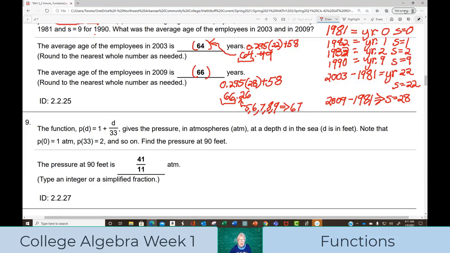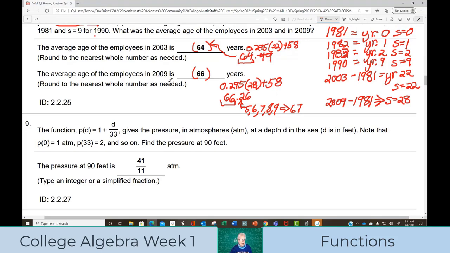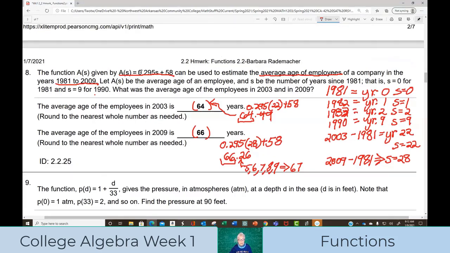Okay, the thing you want to learn from this is, yeah, you're going to have to round. But in particular, in grown-up math, in science, and in business, most of the time, not all the time, but most of the time, years are calculated like this, where 2009 is really year 28, which means you have to know what year you started with. Okay, so you'll get used to this as we go through the semester.